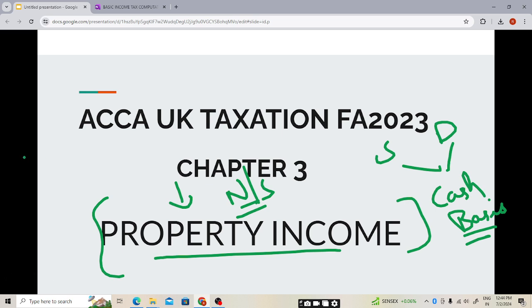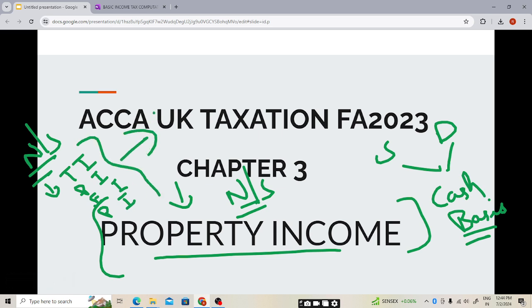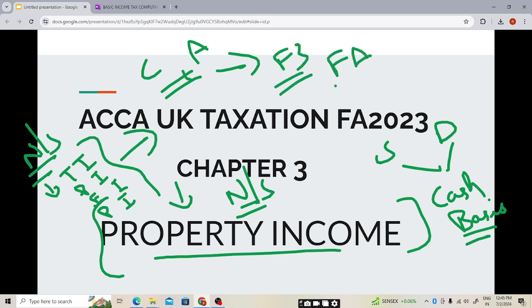When it comes to non-saving income, we had many types: trading income, property income, employment income, pension income. For these types of income, we did not study whether they will be taxed on cash basis or accrual basis. So your concept of cash basis and accrual basis needs to be clear, because these concepts would have been covered in your F3 paper, the financial accounting paper. Before that, I will give a short brief on this.